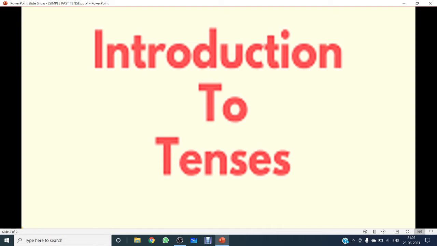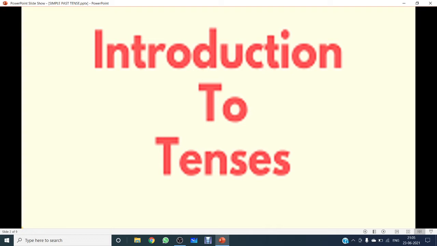Now, first of all, what is tense? What do we learn when we learn tense? Tense is a part of grammar, which is a form of a verb. It is generally used to denote the time of an action. This is what tense is.